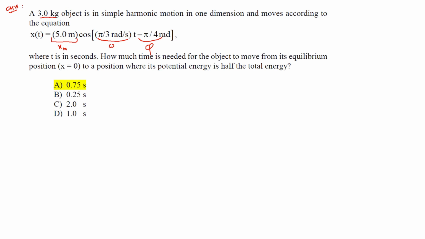So I know what is my amplitude, I know what is my angular frequency, and I know what is my phase constant. Where t is in seconds, of course, x is in meters, because x max is in meters. The question is, how much time is needed for the object to move from its equilibrium position? Remember, equilibrium position means relaxed position, x equals 0. So how much time do I need to move from x equals 0 to a position where the potential energy is half of the total energy?